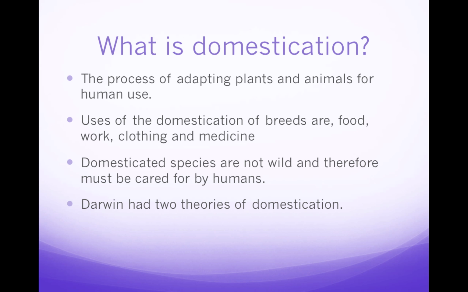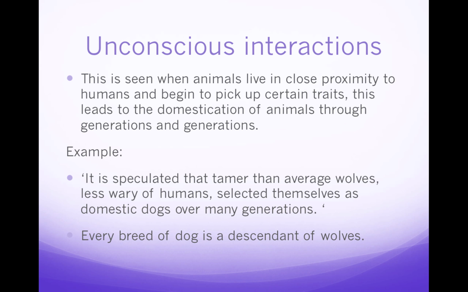What is domestication? The process of adapting plants and animals for human use. Uses of the domestication of breeds are food, work, clothing, and medicine. Domesticated species are not wild and therefore must be cared for by humans. Darwin had 2 theories of domestication. Unconscious domestication.